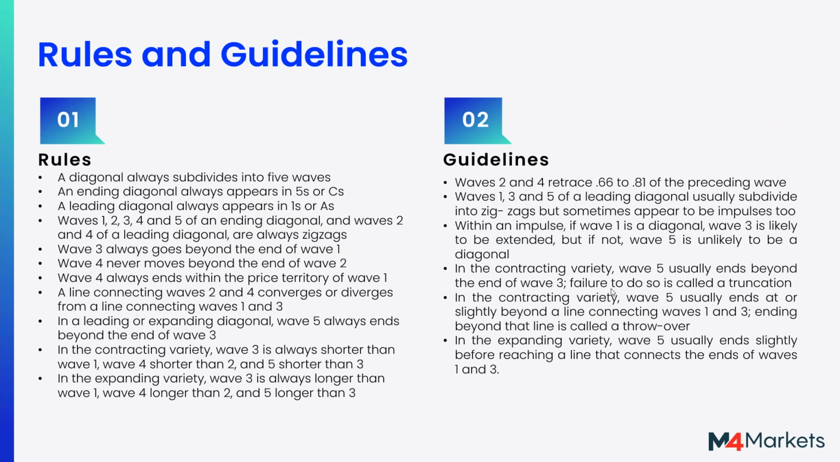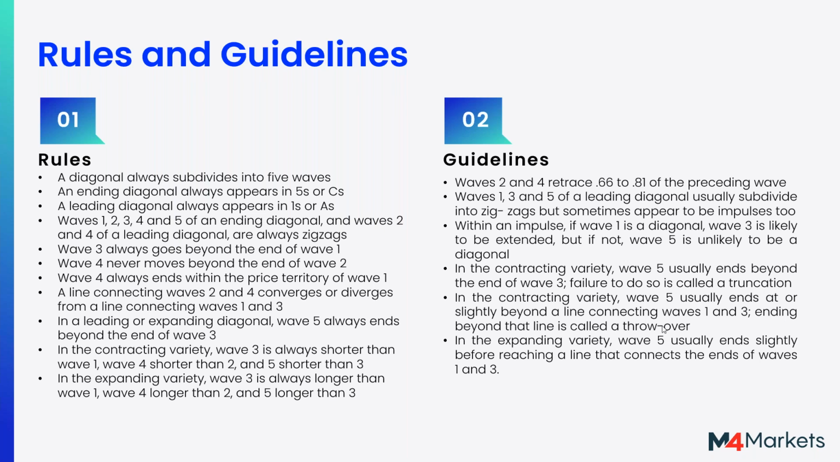Okay, you see, in the contracting variety of an ending diagonal, wave 5 usually ends beyond the end of wave 3. Failure to do so is called a truncation. So what this tells you is that most of the time, wave 5 usually ends beyond the end of wave 3, which means the top is wave 5, not wave 3. But sometimes it can be truncated.